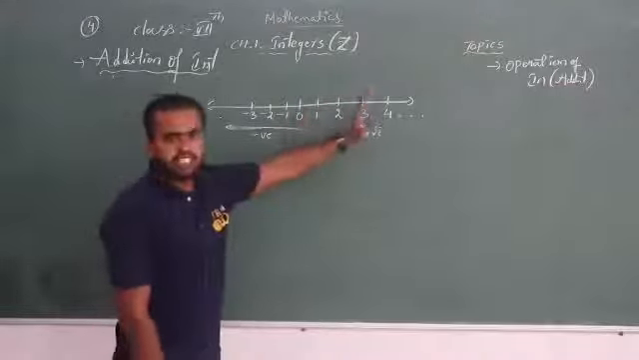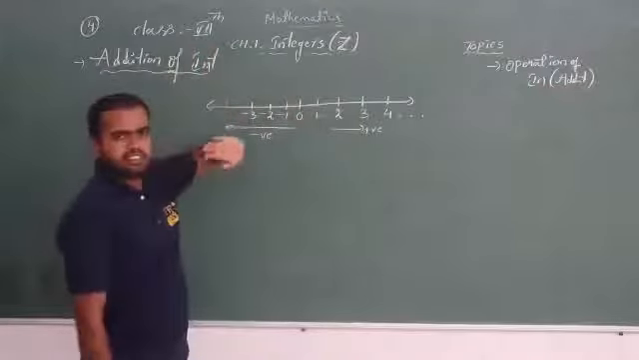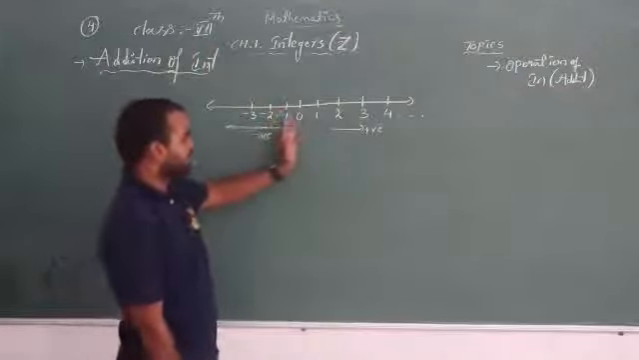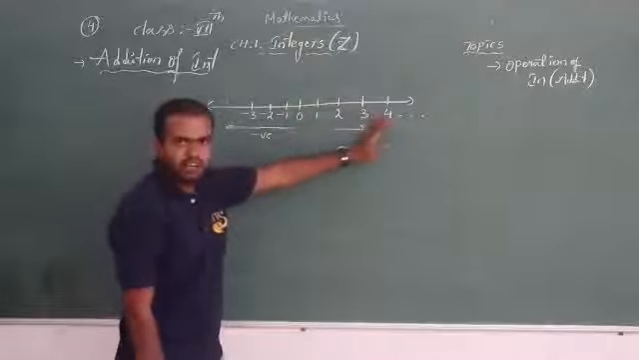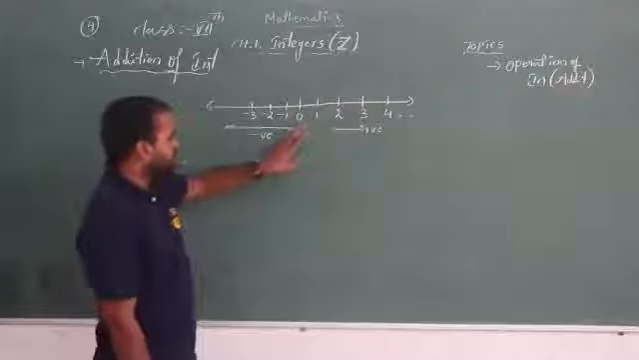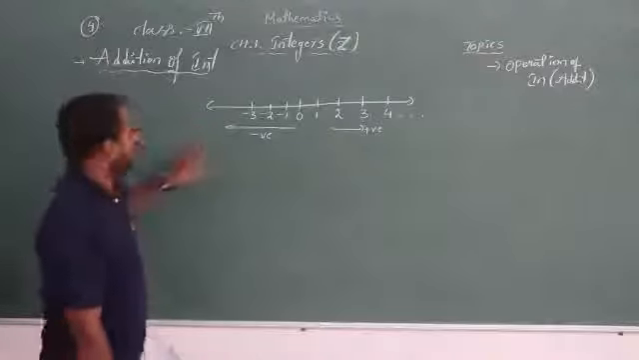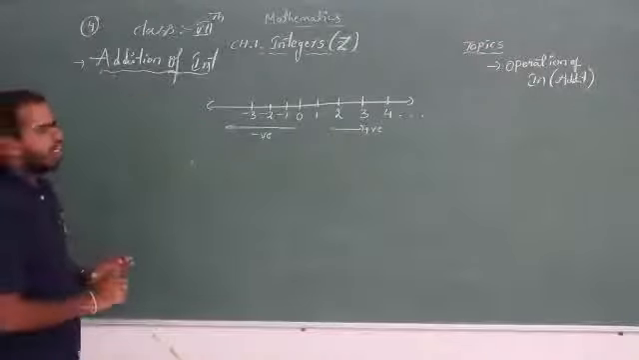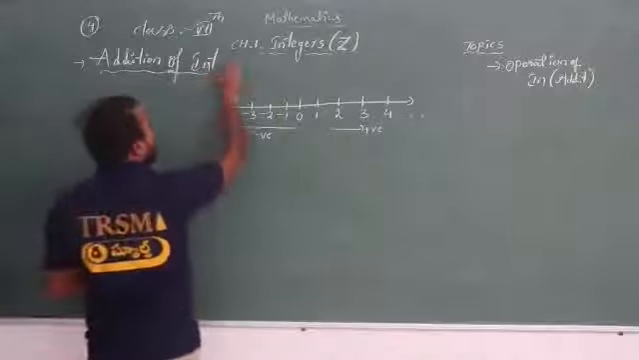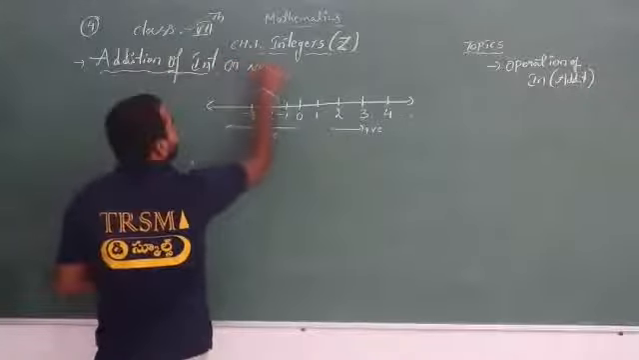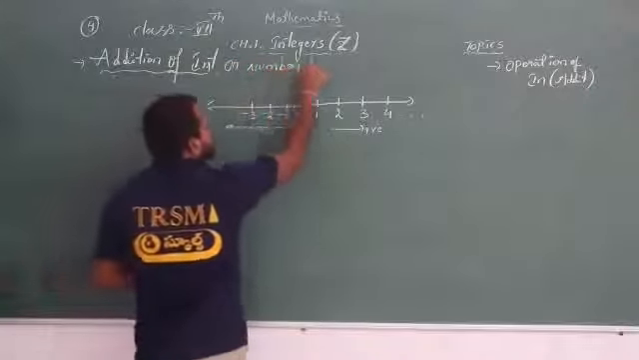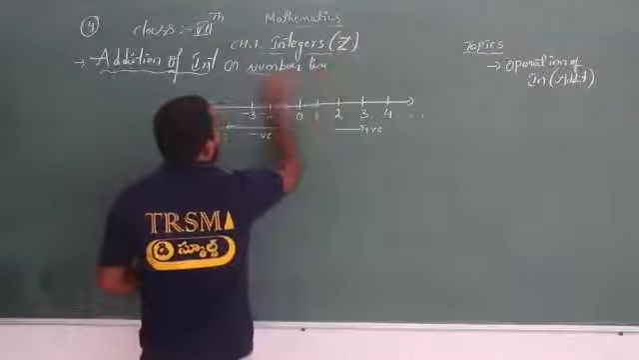Whenever we move to the right side of 0, the value will be increasing. This we already discussed, I am just explaining once again. Whenever we move to the left side of 0, the value will decrease. So now see how to add on the number line. Addition of integers on the number line.